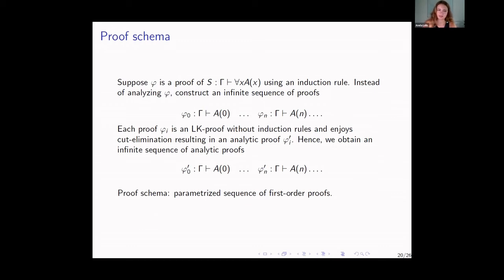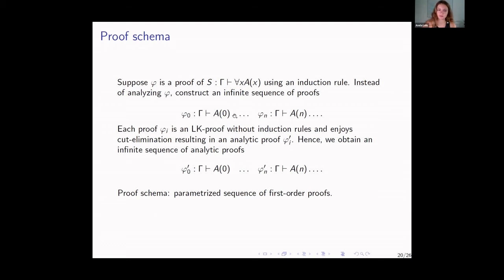And instead of analyzing this proof, we construct an infinite sequence of proofs like this here. We have phi 0, which is a proof of gamma sequent A0. Then we have phi 1, which is a proof of gamma sequent A1, and so on and so on. So we have an infinite sequence of proofs. And each of these proofs is now a simple LK proof, possibly with equality, but without induction. This is the important part. And therefore, each proof enjoys cut-elimination, resulting in an analytic proof, which I call here phi i prime.